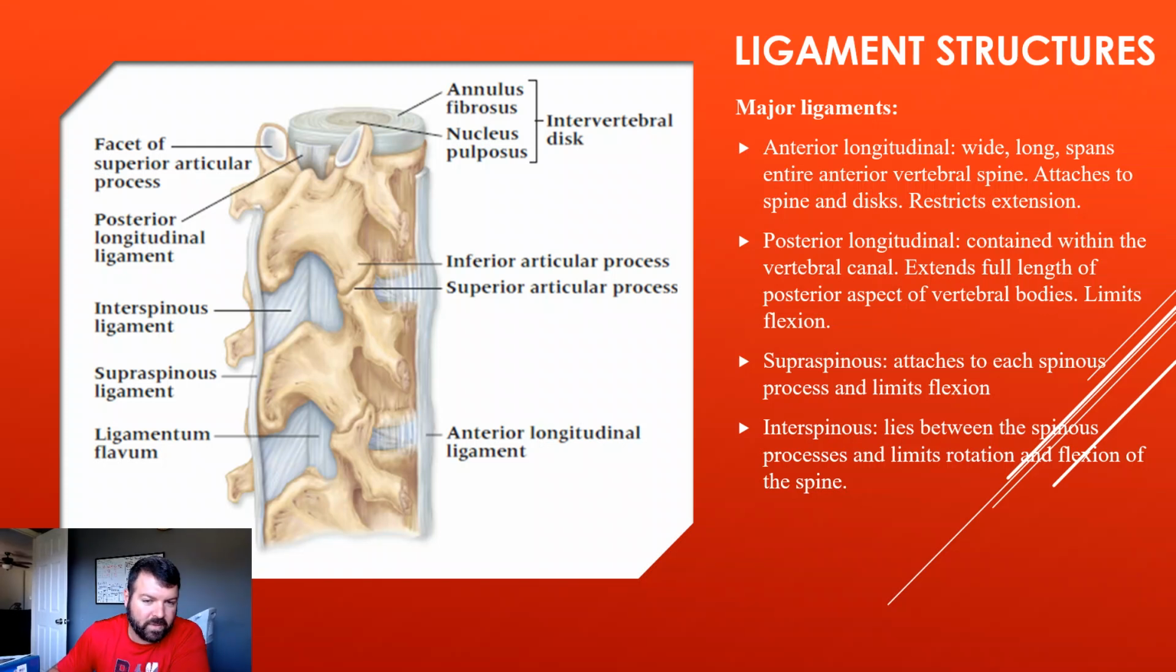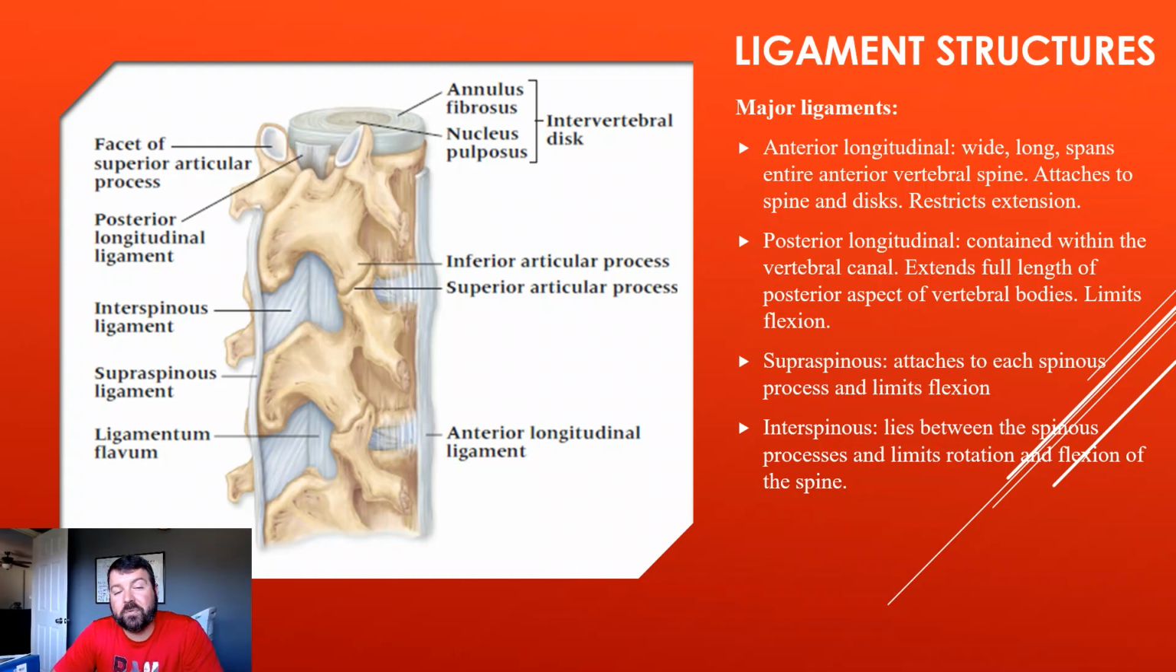Okay, and the last one is going to be your interspinous. This lies between the spinous processes and limits rotation and flexion of the spine. It's right up in here. All these ligaments provide a lot of stability for your spine, and they're very, very important.